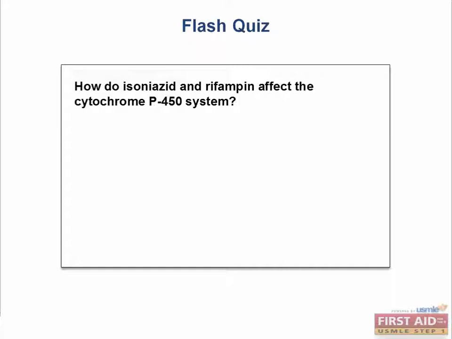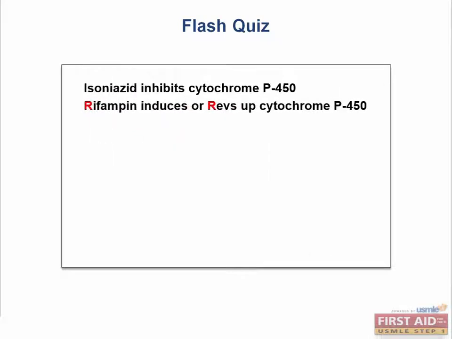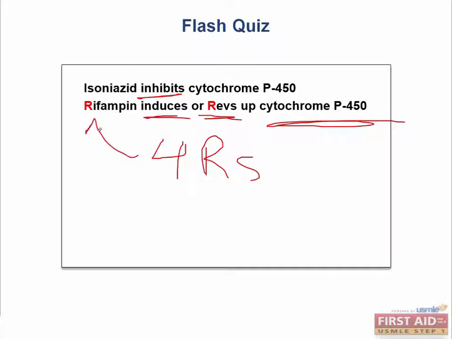Now time for a flash quiz. Do you remember how isoniazid and rifampin affect the cytochrome P450 system? Are they inducers or inhibitors? Well, remember, isoniazid inhibits cytochrome P450, while rifampin induces or revs up cytochrome P450. Remember the 4 R's associated with rifampin. A nice way we can remember that isoniazid inhibits cytochrome P450 is to look at the I in isoniazid and remember that it inhibits.